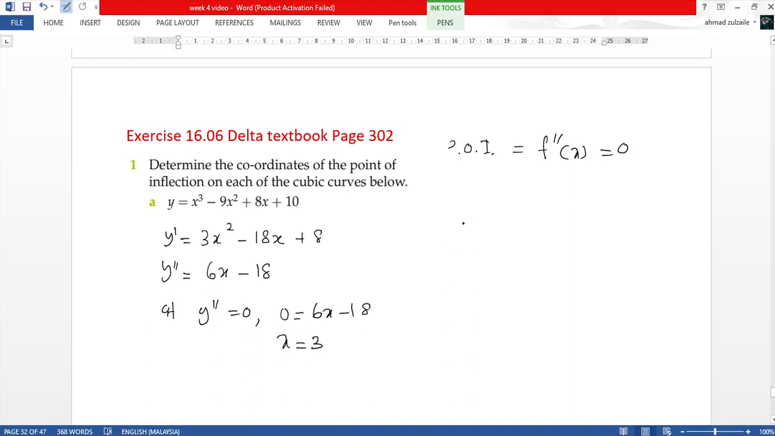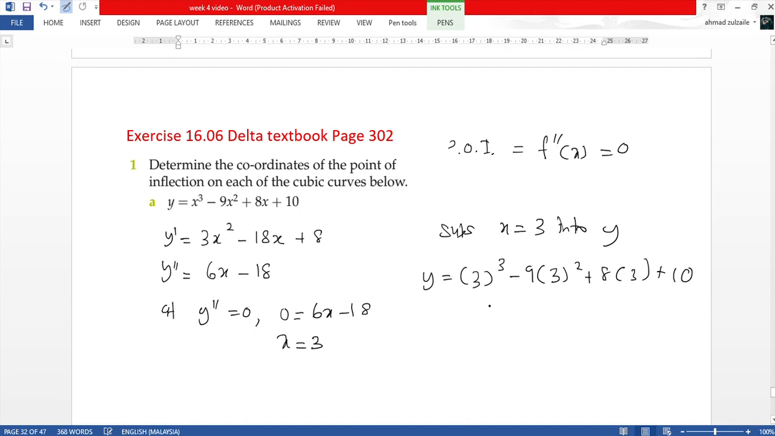So since they asked for the coordinate, you have to find the y value. Therefore substitute x equal to 3 into y. So y equal to 3 cubed minus 9 times 3 squared, minus 8 times 3 plus 10. So therefore y over here you will get negative 20. So the coordinate will be 3 and negative 20. This is the coordinate of the point of inflection.